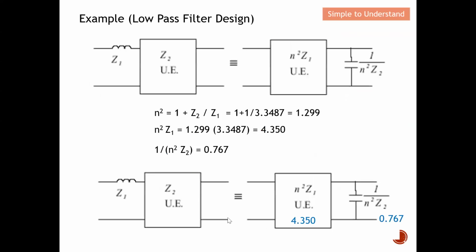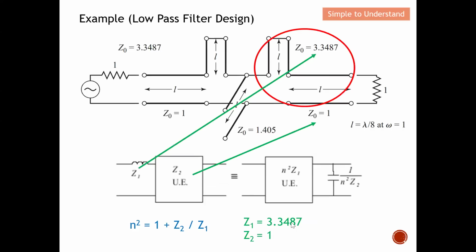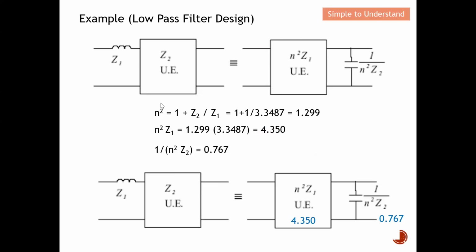On my next slide, again, I can calculate my N² value, with Z2 equal to 1 and my Z1 equal to 3.3487, if you still remember this. So basically, I will be able to obtain my N² value. Once I obtain my N² value, I can find my N²Z1. Z1 is 3.3487 here, so I can calculate it, which is 4.35.